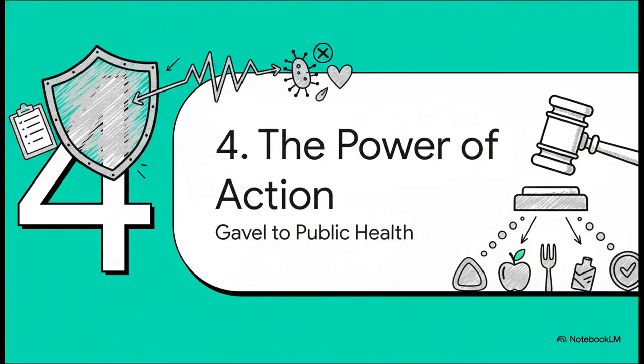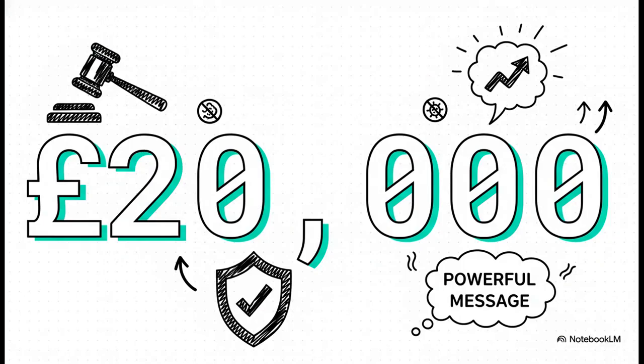So let's wrap this all up and look at the real-world power of what you do. Because this isn't just about ticking boxes and filling out paperwork, is it? It's about the direct line you draw from your inspection notes all the way to protecting the health of the public. Just look at this case, a 20,000-pound fine. Now that's a number that gets people's attention. And that fine is a direct result of an EHO doing exactly what we've just walked through. Spotting a breach, building a solid case, and taking decisive, formal action. That sends a huge message, not just to that one business, but to everyone.